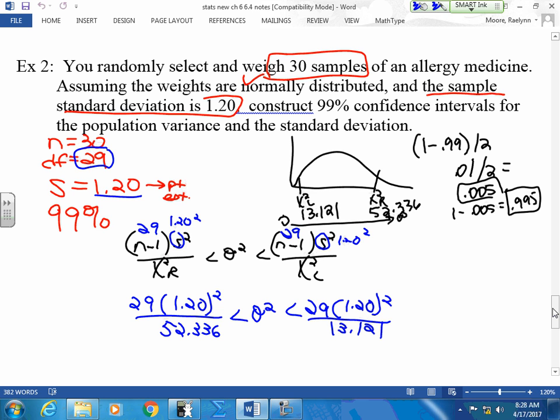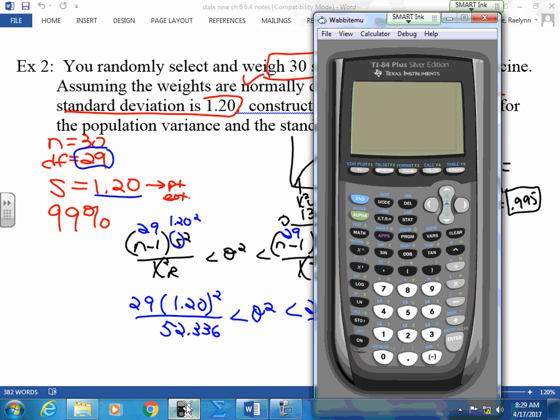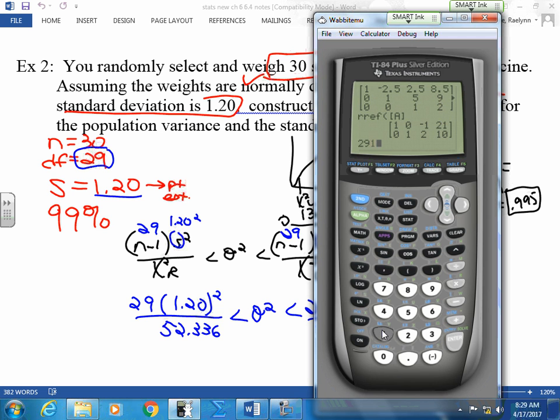And you can do those parts right in your calculator. You don't need any extra. Some of you question how to do the calculator. Nice and easy. Put this one in just like you read it. Just say 29 times 1.2 squared. Use your square. Divide by. You don't need any extra parentheses. 52.336. It didn't multiply. Thank you. Of course it didn't.